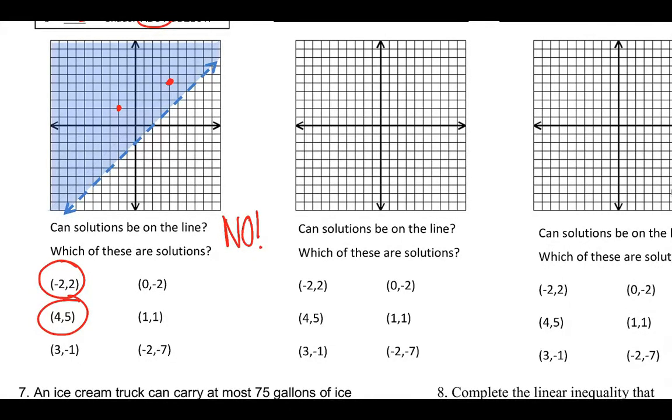Over 3, down 1. That doesn't work. It is not in the shaded area. Over 0, down 2. This is directly on that line. They cannot be on the line, so this is a no-go. Over 1, up 1, in the shaded area. Over -2, down 1, 2, 3, 4, 5, 6, 7. Again, not in the shaded area, so that's a no-go. So those 3 points are the only ones that are solutions to that line.